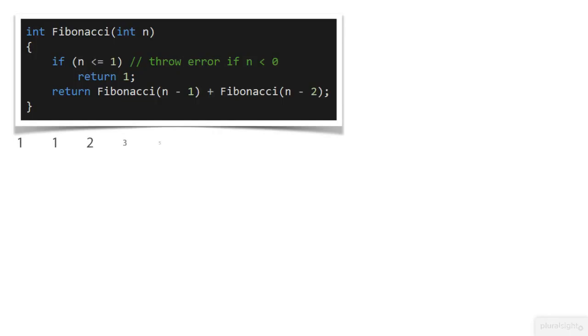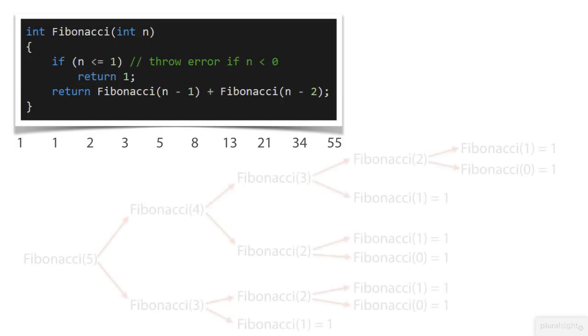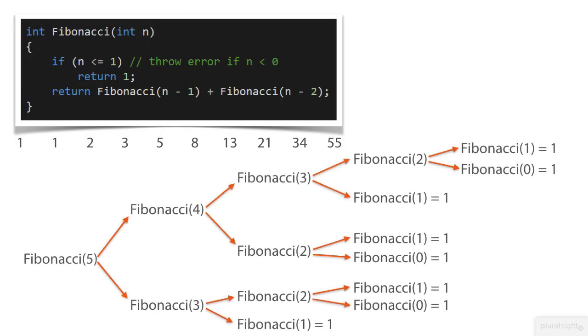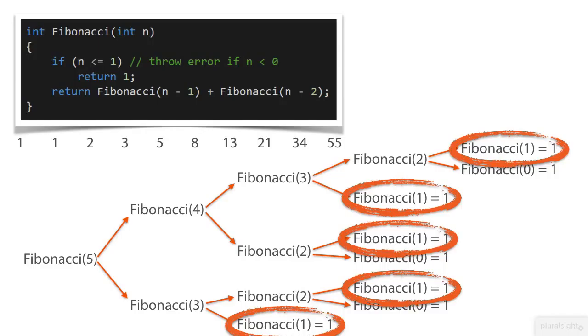Also recall the Fibonacci sequence, where I have printed the first few entries here. Here is the execution graph, illustrating how the recursion progresses with an input value of 5, starting with Fibonacci of 5 as the initial call, and then that call dissolves into calls with smaller and smaller input values. Notice how many times, for example, Fibonacci of 1 is called. 1, 2, 3, 4, 5 times.